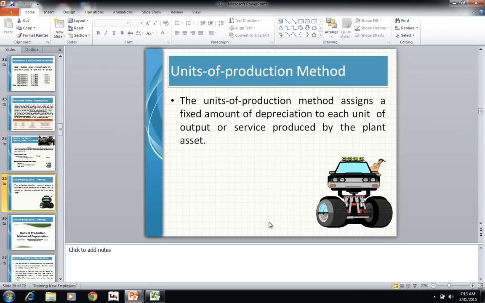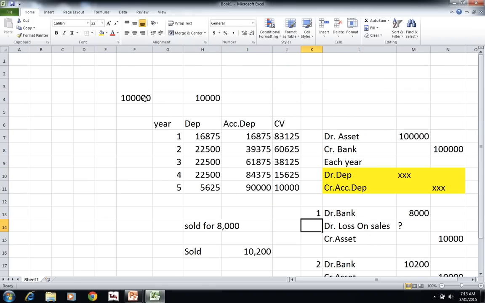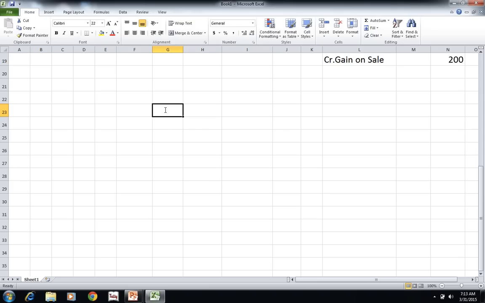Units of production method. If the asset is purchased and has to be depreciated using the units, like in the previous example, miles, Mr. Rajesh Gowda, yesterday we discussed it. If the asset is depreciated using the units of production method, say, for example, 100,000 is the asset, and during its lifetime we can produce 120,000 units. So the depreciation per unit is going to be 0.833.